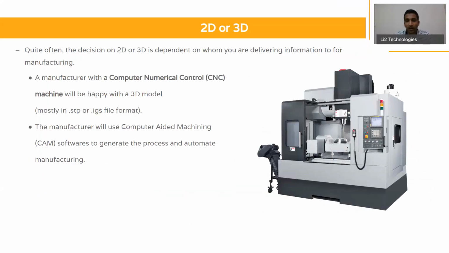A manufacturer that has access to a computer numerical control machine will be more than happy to have a 3D model. Quite often, these manufacturers use the 3D model to put it in their CAM software, which is your computer aided machining software, which generates the toolpath.